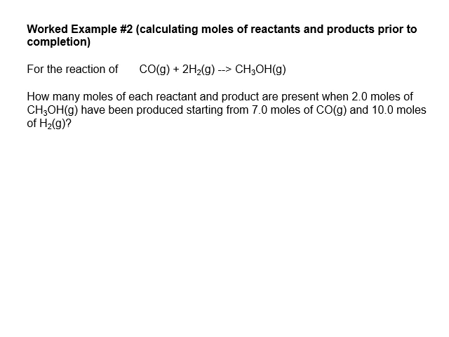Let's look at a second example. This one involves reactants and products prior to completion of the reaction. We'll stay with the same reaction of carbon monoxide gas with hydrogen gas forming methanol, and the same initial conditions of 7 moles of carbon monoxide and 10 moles of hydrogen. But this time we'll ask the question, how many moles of each reactant or product are present when 2 moles of methanol have been produced?